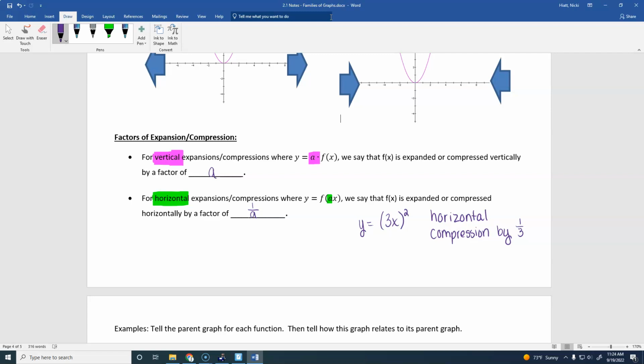For expansions or compressions, if you are expanding vertically or horizontally, you should have a number that's bigger than 1. If you are compressing, you should have a number that's between 0 and 1. So that means here, because everything's backwards, we've got to do 1 over that number for that to happen, right?